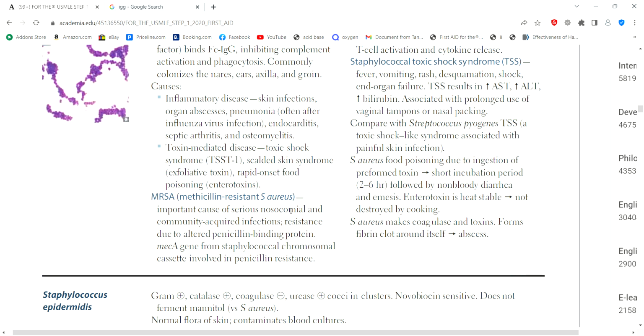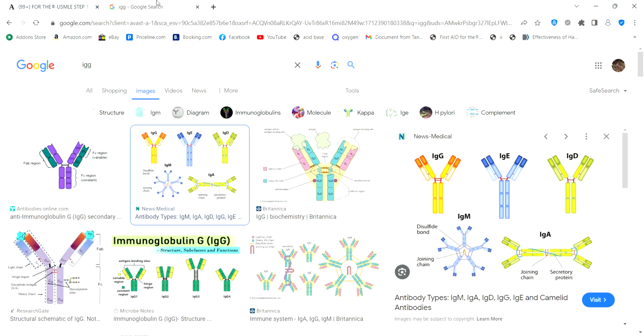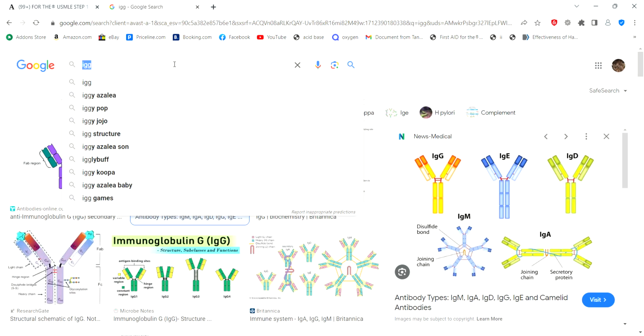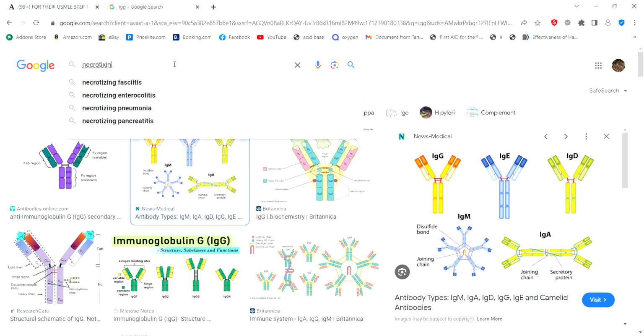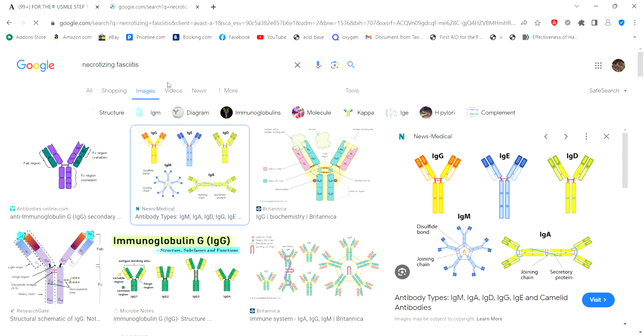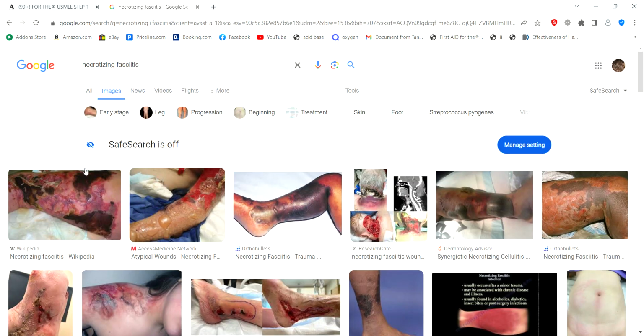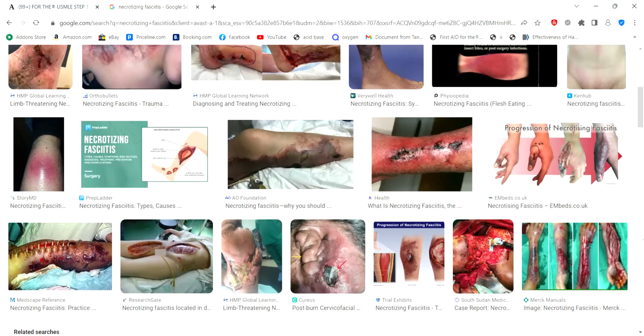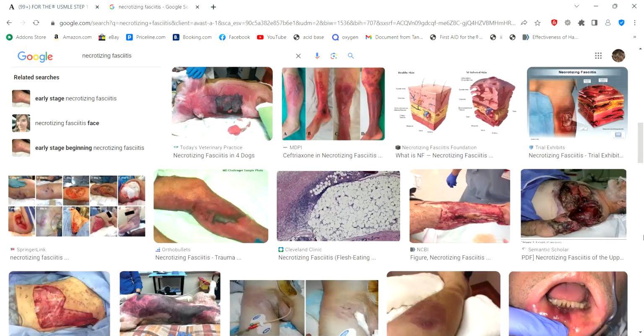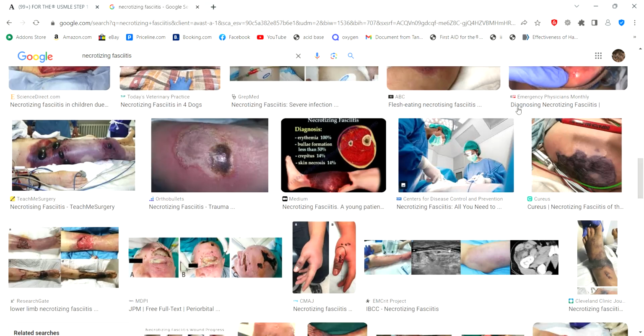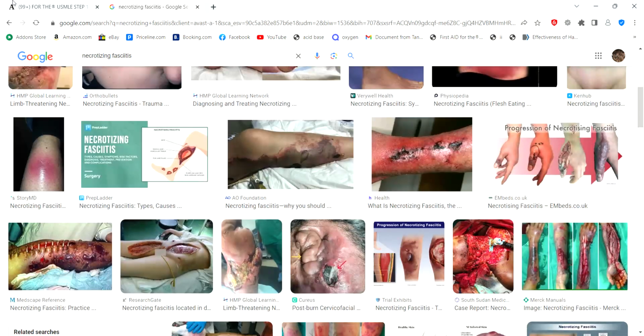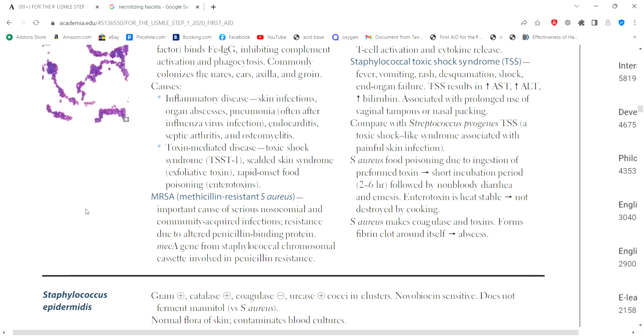In fact, maybe I'll just show you. Necrotizing fasciitis. Oh my goodness. This is what it looks like, and it will just keep going until you surgically amputate. Okay, we've got to go back.